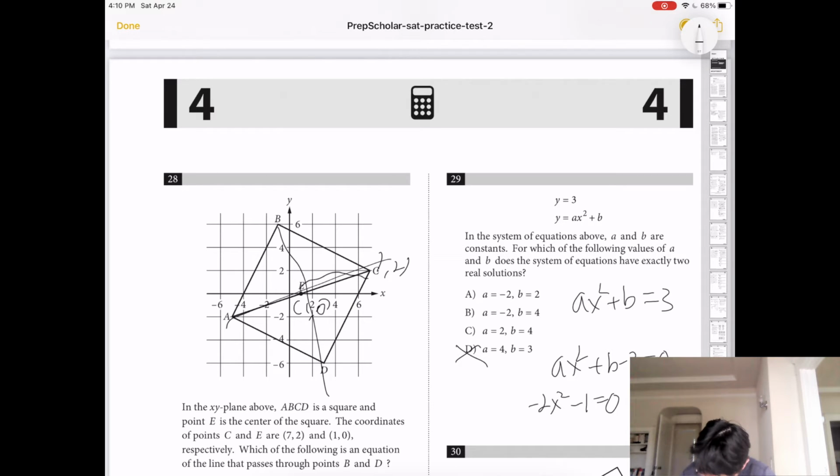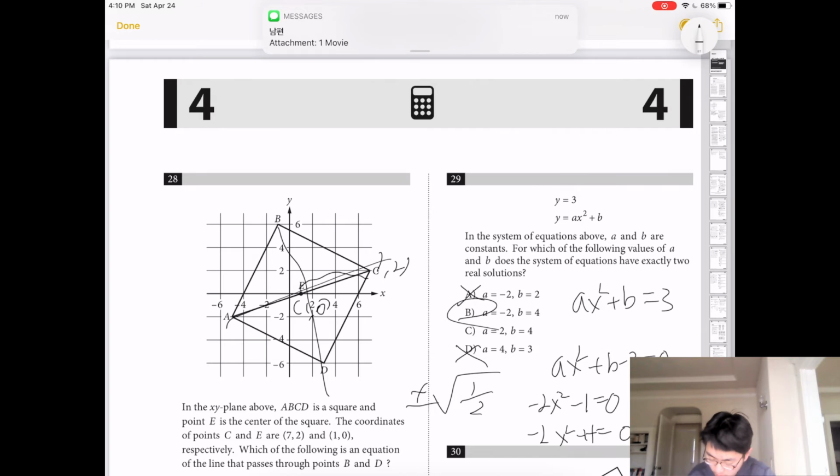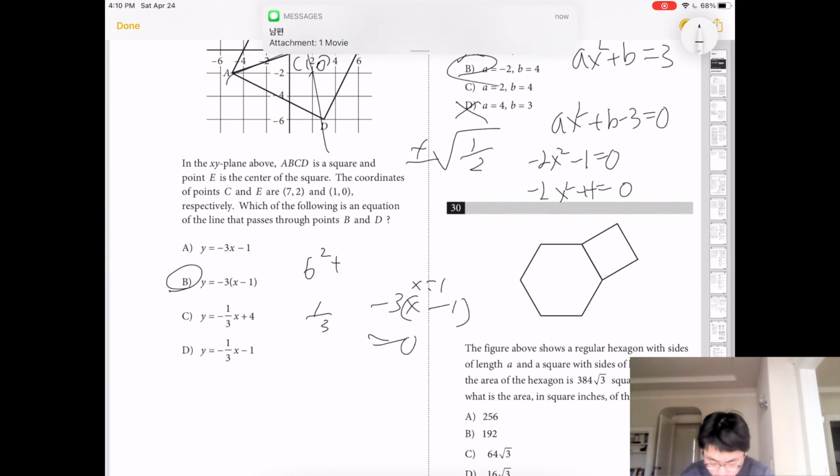This is A. That can't be true because you can't take the square root of a negative number, so that has none. For B, this works out. Yeah, B has two plausible values, positive and negative 1/2. So the answer is B.